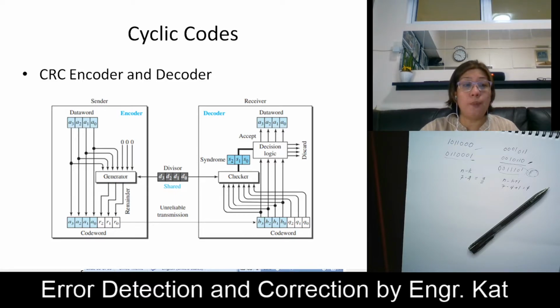If the syndrome bits are all zeros, the 4 leftmost bits of the code word are accepted as the data word, so it is interpreted that there is no error. Otherwise, if there is a value of 1, if it is not all 0, the bits are discarded. That means it detected an error.